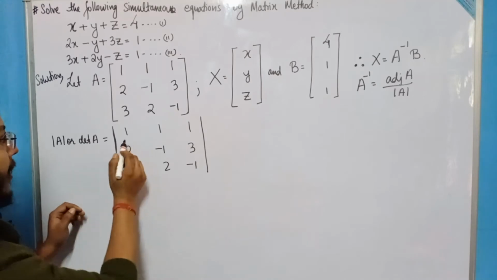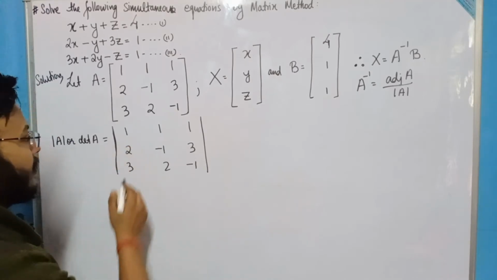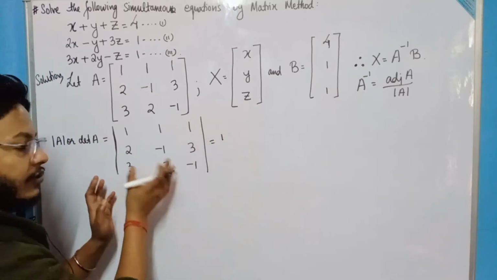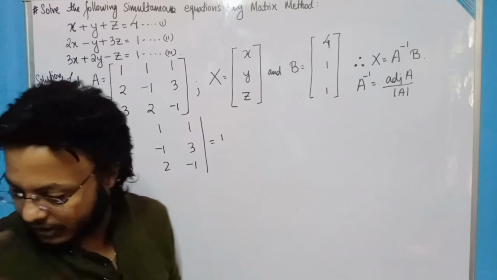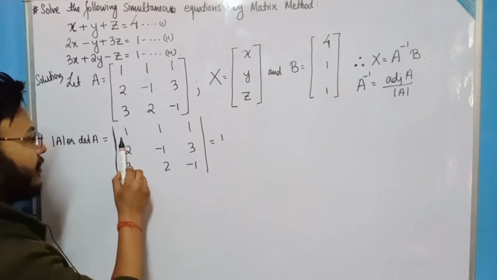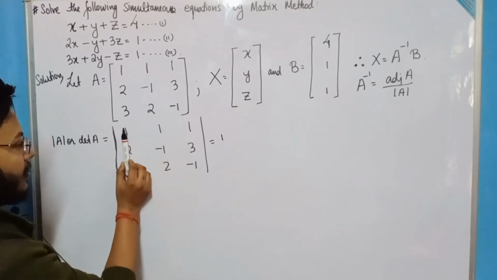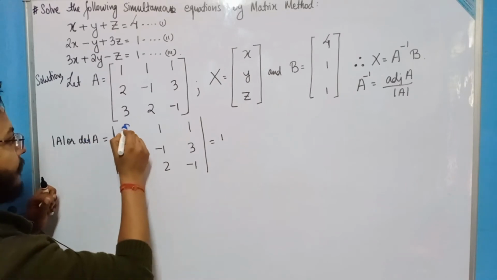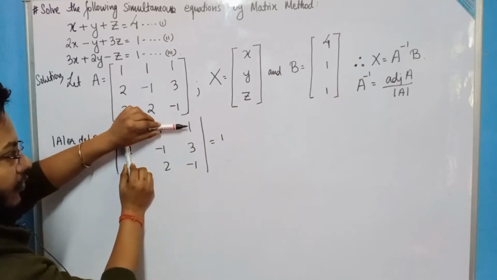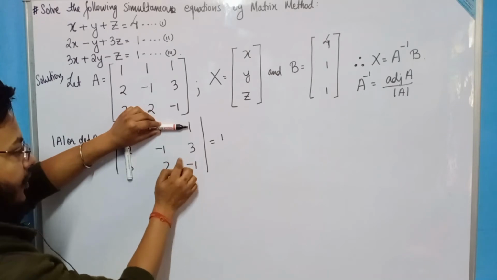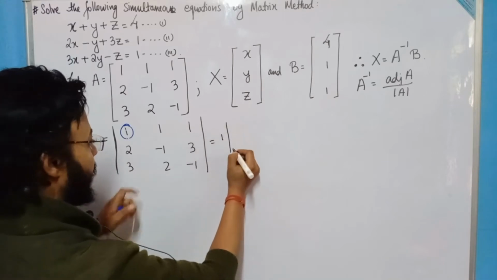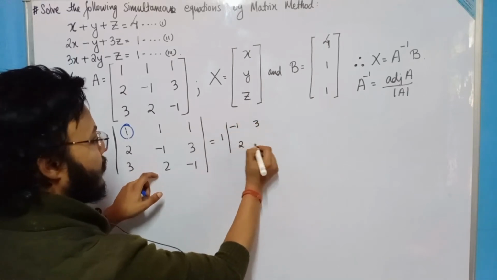First we have to open from this 1. If I open from this 1, it will be like this. Now always don't jump. Try to do it this way only. So 1 is there. As you know, the formula for this is plus minus plus. So this first 1: you hide this column and you hide this row. What you can see now is minus 1, 3, 2, minus 1. Now you write it in determinant form: minus 1, 3, 2, minus 1.